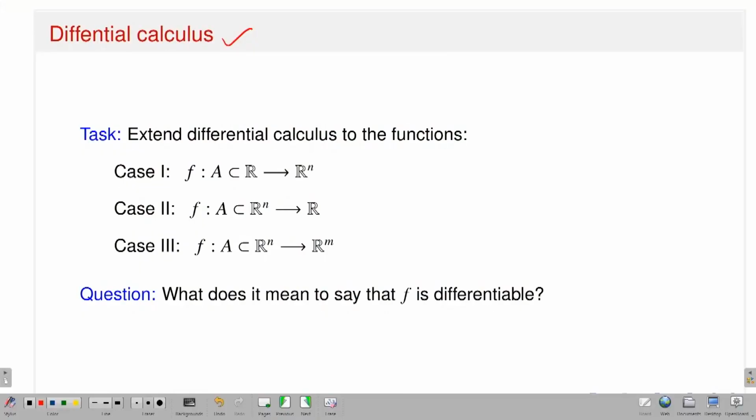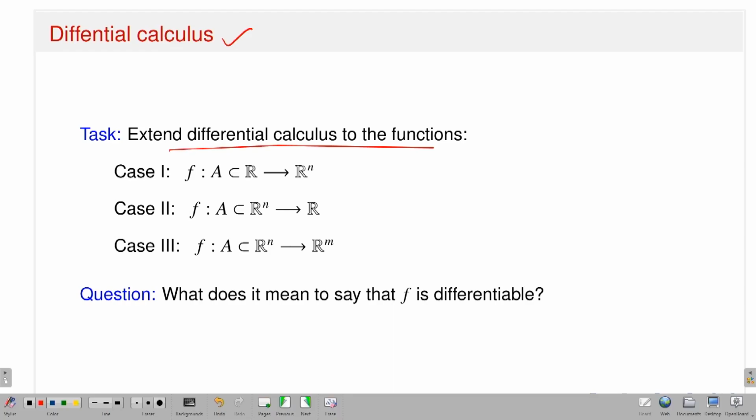Okay. So now I want to talk about differential calculus, I mean the concept of differentiability for functions from Rn to Rm. If you remember the functions I have defined, functions from Rn to Rm, you can partition those functions into three parts. The task is to extend the differential calculus for those classes of functions.